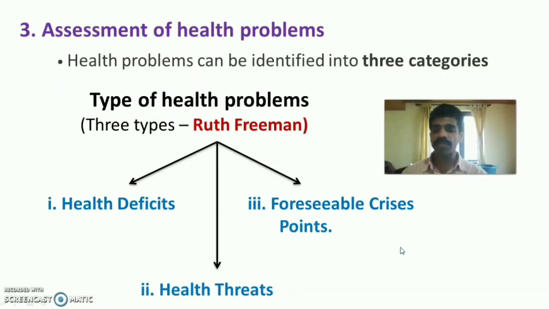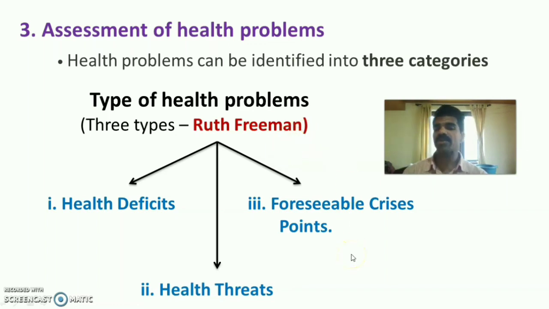The next component of the family assessment is assessment of health problems of the family members. Health problems can be identified into 3 different categories. According to Ruth Freeman, there are 3 types of health problems: health deficits, health threats and foreseeable crisis points. These are the 3 types of health problems according to Ruth Freeman.